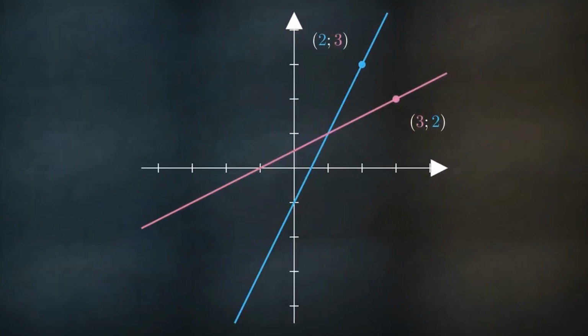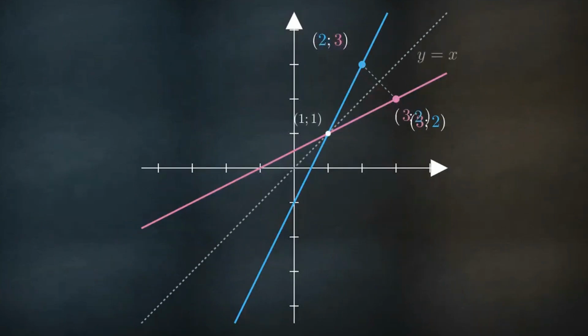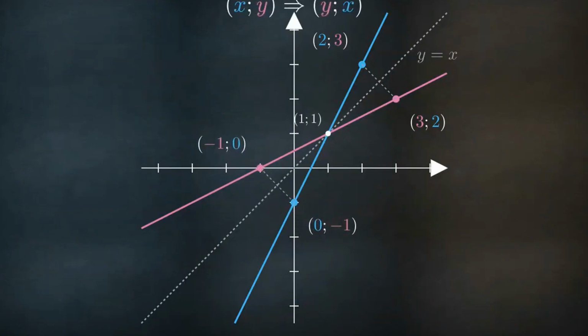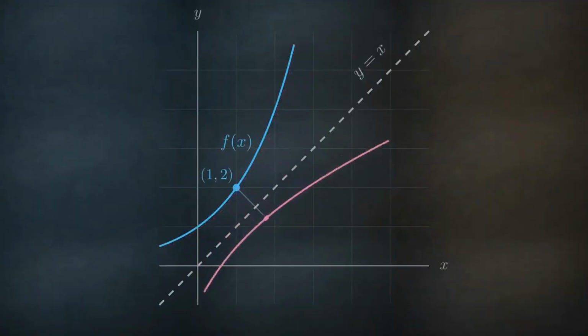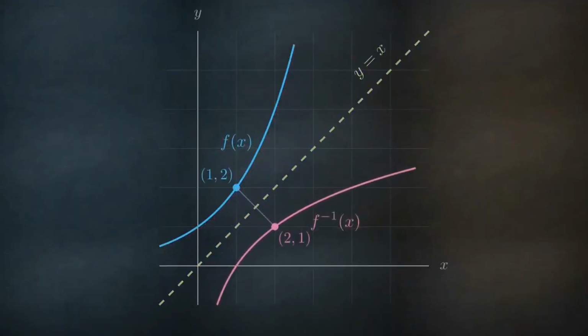Swapping x and y algebraically creates a perfect reflection geometrically across the diagonal line y equals x. Every coordinate from the original graph reflects directly across this dashed line, swapping its position from x:y to y:x. The algebra and the geometry are describing the exact same relationship. Calculating an inverse physically mirrors your data points across the y equals x axis.